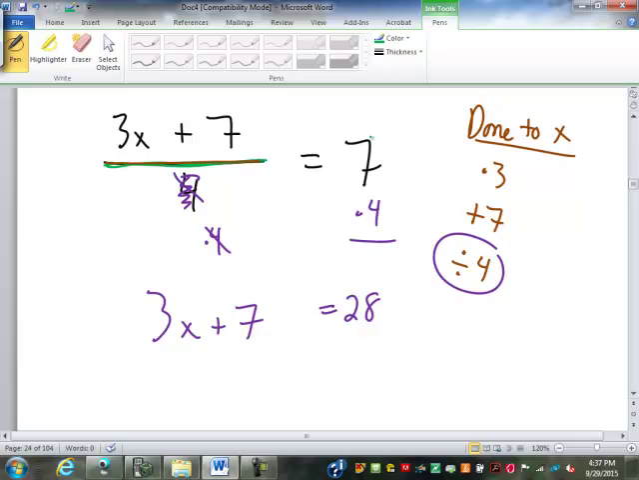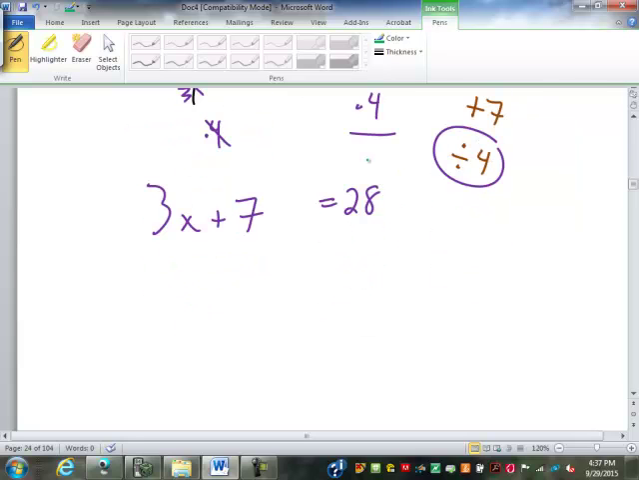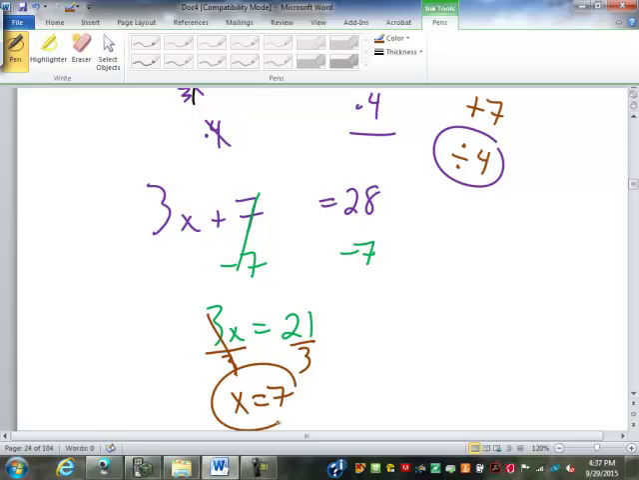Now we know how to solve that. What do we have to do? Subtract 7. 3x equals 21. And then divide by 3. X equals 7. And as always, if we wanted to, we could go back and put 7 in for x and see if that comes out to be 7, and it will.